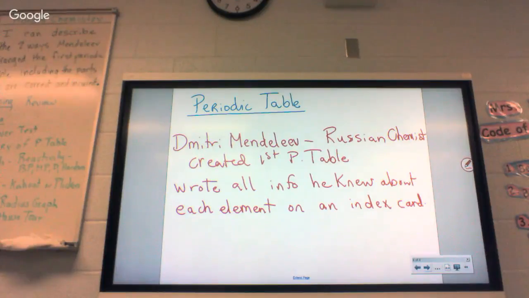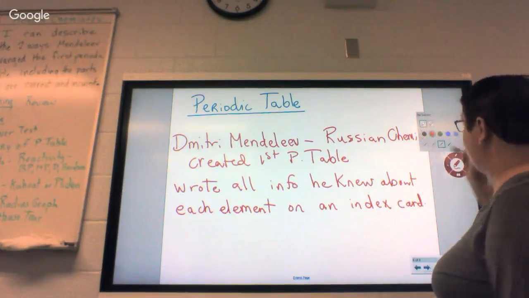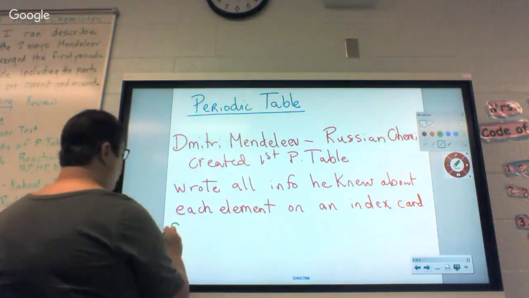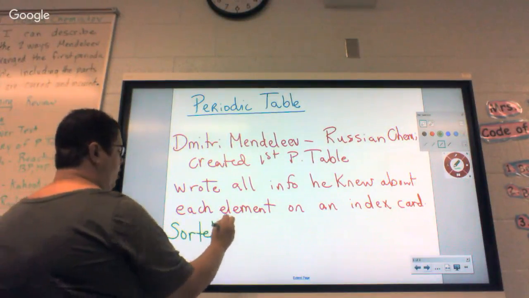So he wrote everything he knew about all of the elements on some type of card. At this time, they did know atomic masses, and they knew things like densities. They knew color. They knew other properties of the elements. In some cases, they knew boiling points and melting points. He listed all of this information on cards. And then he went about the process of trying to arrange the information. He sorted the cards.